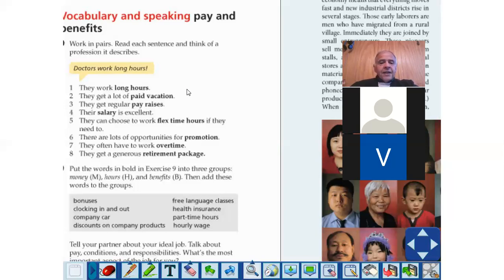Okay, then there are lots of opportunities for promotion. You understand that, right? And they often have to work overtime. That means it's compulsory. They have to work overtime because maybe the job was not finished, so they have to work overtime in order to finish their job. And finally, they get a generous retirement package. Okay, do you understand that? What is retirement?